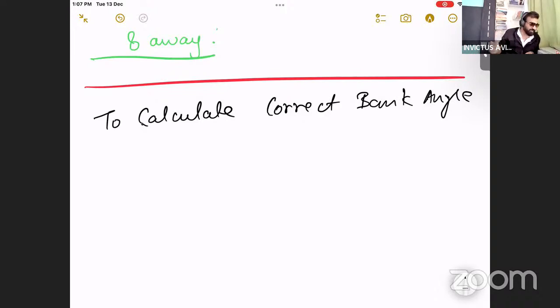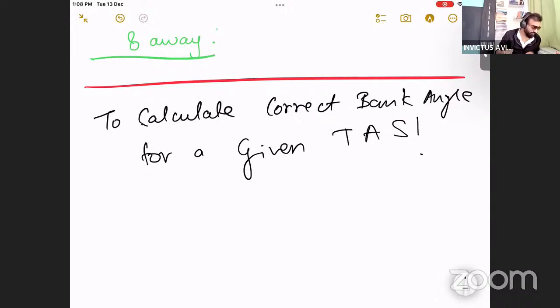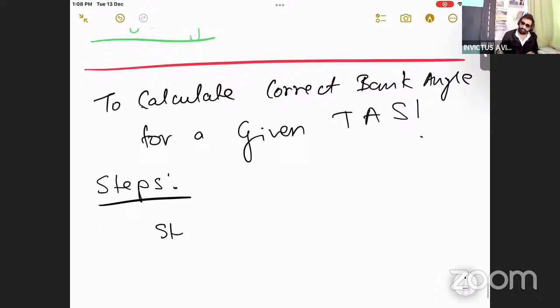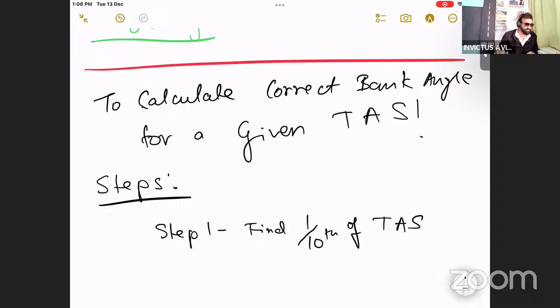To calculate correct bank angle for a given task. So मानवीर, तुम्हारा task भी आ गया यहाँ पे. Okay. Steps to follow. इसको लिख लेना. जब मैं आपको न्यूमेरिकल दूंगा ना, बस ये स्टेप्स फॉलो करना, आंसर मिल जाएगा आपको. ठीक है. Steps to follow. Step 1, find 1/10 of task. पहला चीज, whatever that task is.